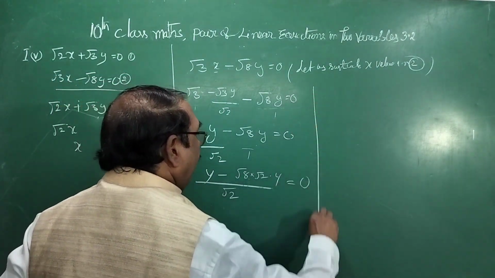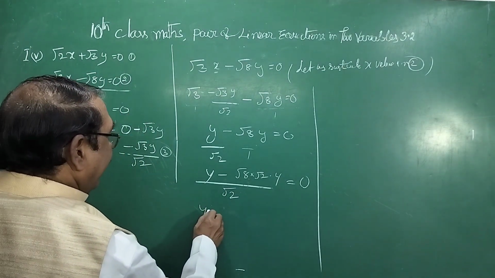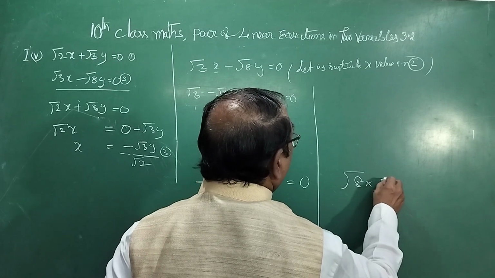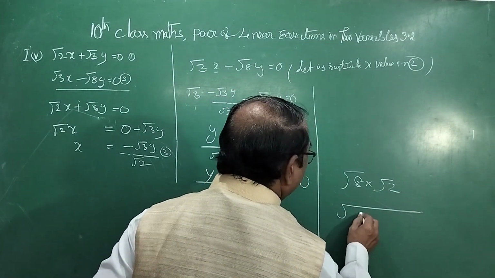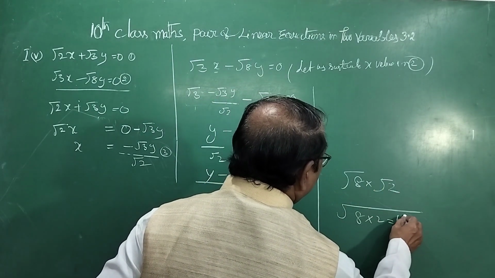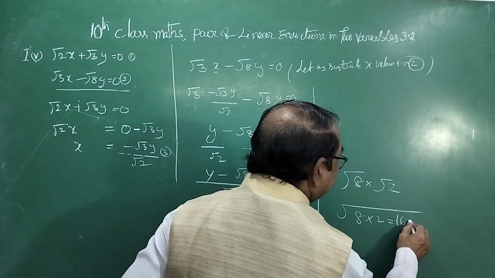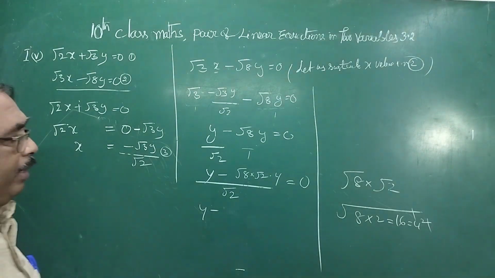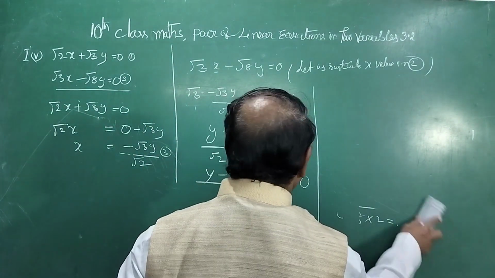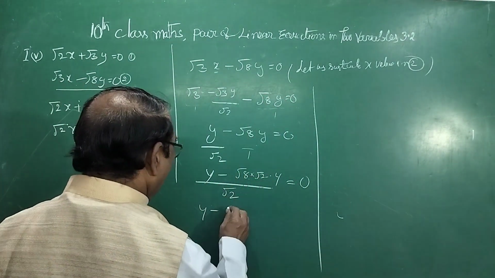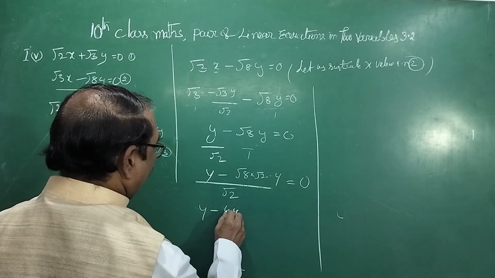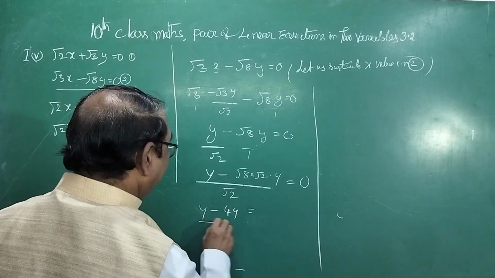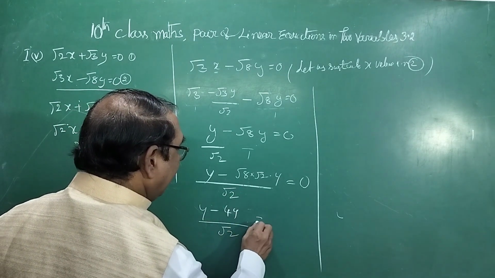Here, root 8 into root 2, how much? Root 8 into 2 is equal to 16. 16 means 4 squared, and the square and root will be cancelled. 4 remains, minus 4y. So y minus 4y, divided by root 2, is equal to 0.